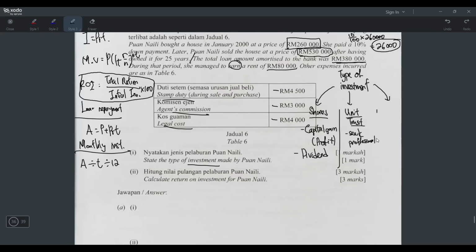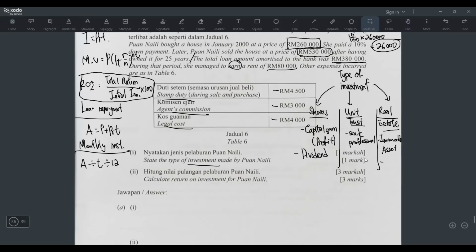Okay, the last one is called real estate. Real estate is when you invest in immovable asset. What is immovable asset? Immovable, cannot move. So for example, what? For example, it would be a house.